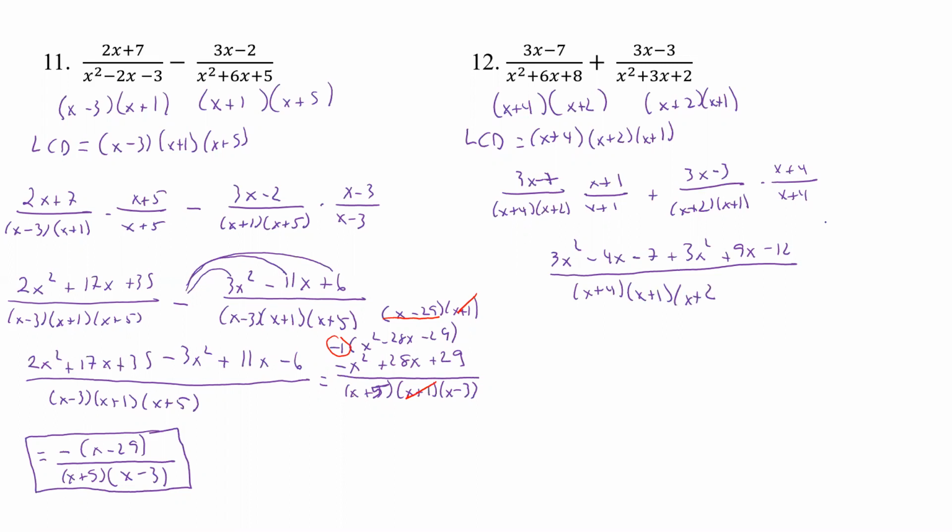All right. So simplifying, that's 3x squared plus 3x squared, that's 6x squared. And we have minus 4x plus 9x, that's going to be plus 5x. And then we have minus 7 minus 12, that's going to be minus 19 all over x plus 4, x plus 1, and x plus 2.